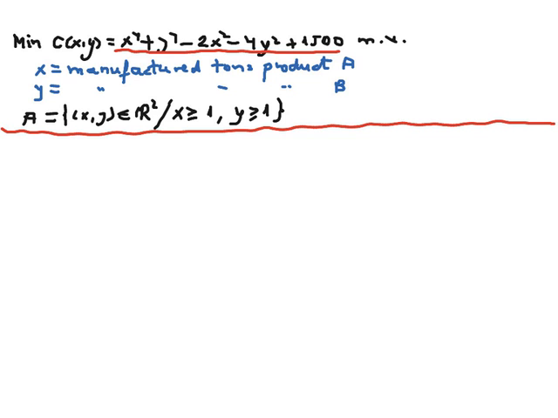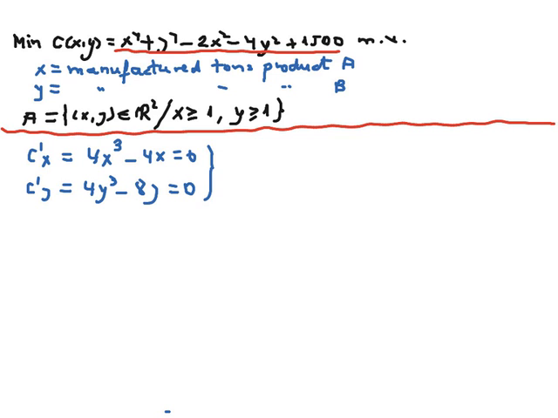For it, as always, we start by calculating the first order partial derivatives, which are 4x cubed minus 4x and 4y cubed minus 8y. We make them equal 0 and solve the system.